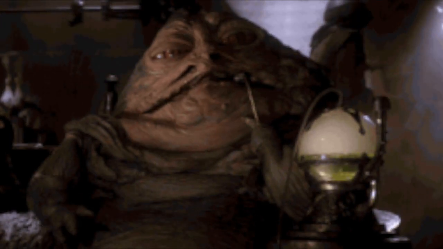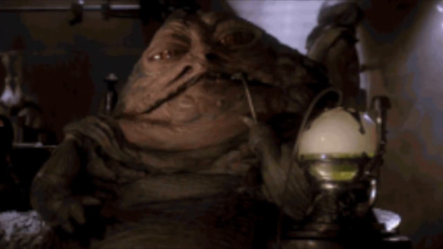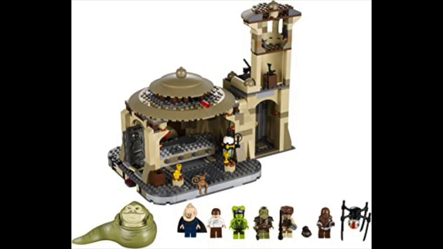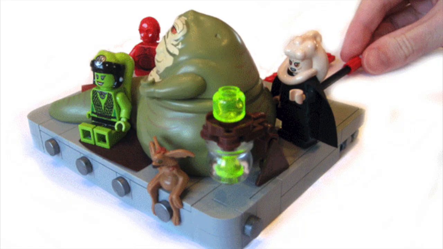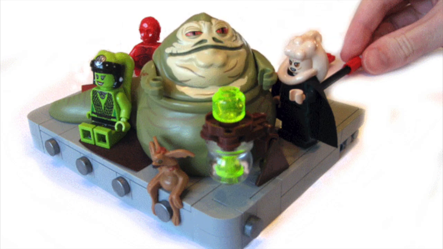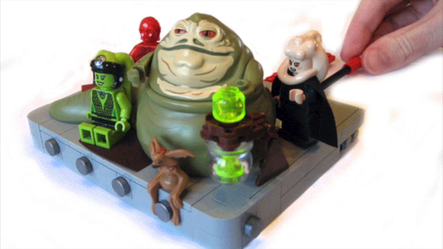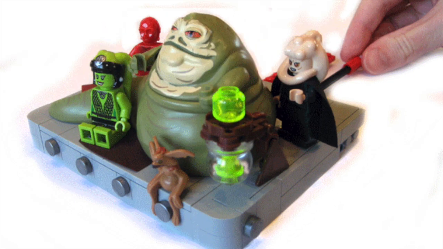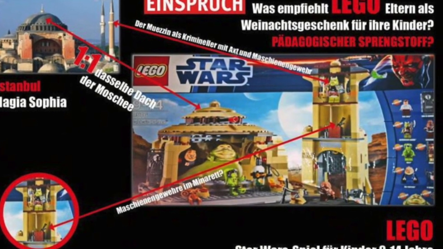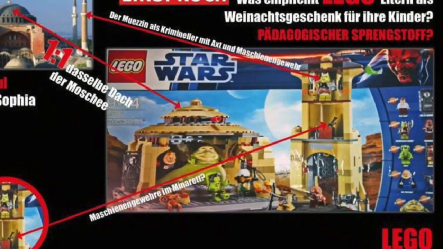This entry refers to a somewhat bizarre controversy over the 2012 LEGO Star Wars set Jabba's Palace. If you follow me on TikTok, chances are you might already know about this entry. This set made international headlines for allegedly reinforcing negative stereotypes regarding Muslims because someone claimed that it was similar to a famous mosque in Istanbul.